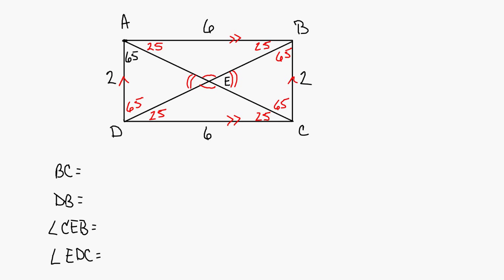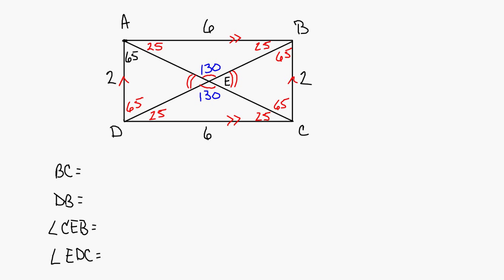Let's go back to triangle ABE again. If these two angles are 25 each, what's this third angle in here? 25 and 25 is 50? 130, isn't it? All right, and if that's 130, what's the angle below it? 130.